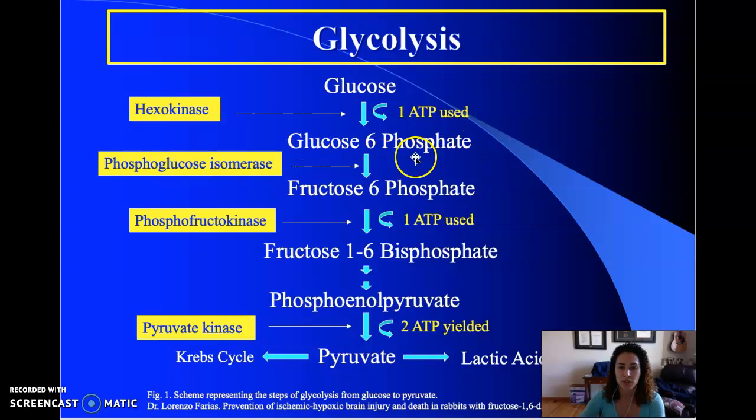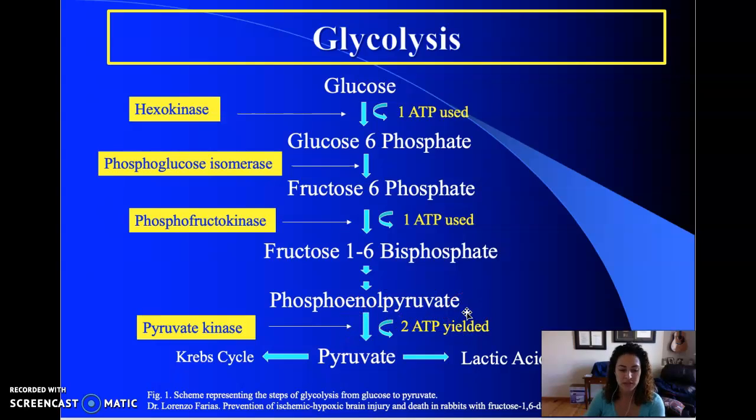Then glucose 6-phosphate is isomerized to fructose 6-phosphate by the enzyme phosphoglucose isomerase. Then it's phosphorylated by the enzyme phosphofructokinase to fructose 1,6-biphosphate. This step requires 1 ATP. Then fructose 1,6-biphosphate divides and forms two phosphate-bearing 3-carbon sugars that eventually turn into phosphoenol pyruvates.